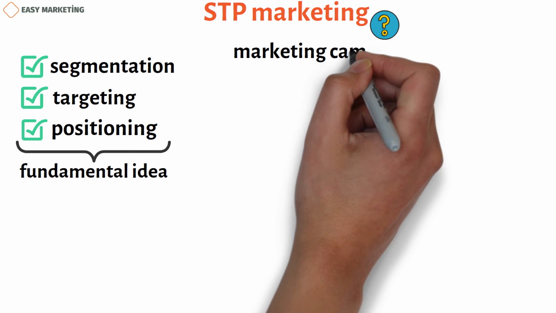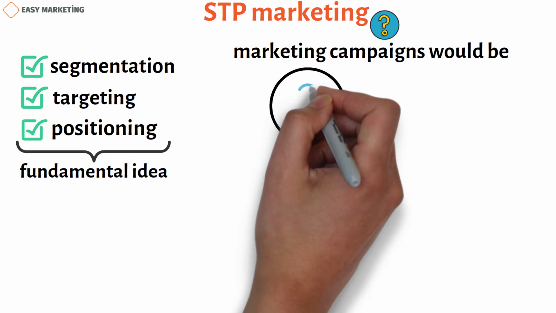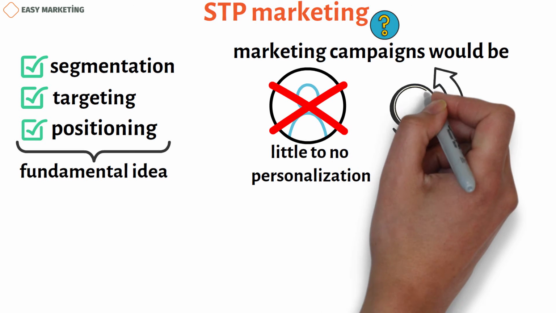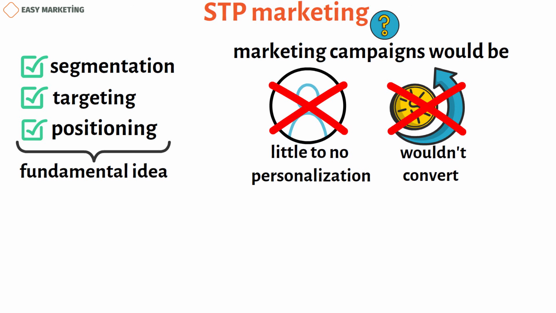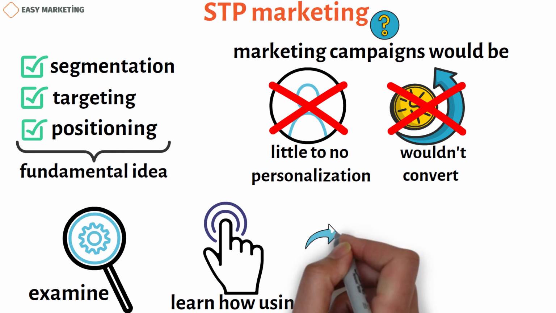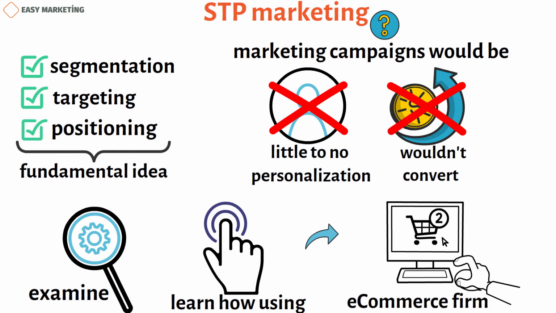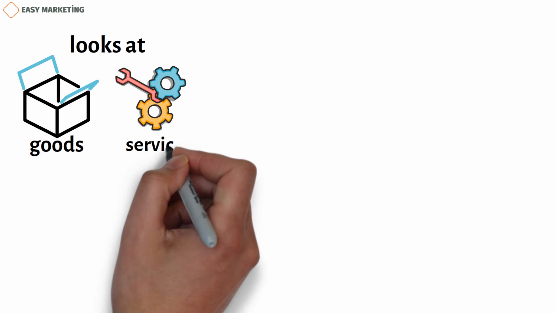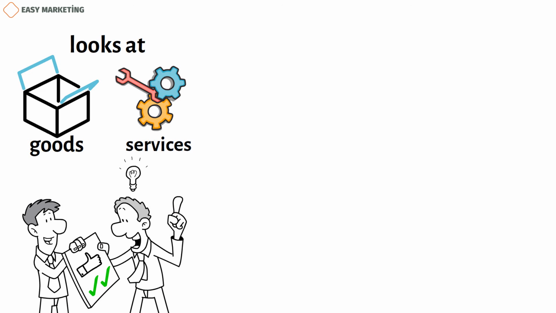Without it, marketing campaigns would be generic, have little to no personalization, and wouldn't convert at a level that most businesses would consider effective. Let's examine the STP model's nuances and learn how using this framework in your e-commerce firm can provide outstanding outcomes. Segmentation, targeting, and positioning, or STP marketing, is a three-step methodology that looks at your goods and services, as well as how you explain their advantages to particular client categories.